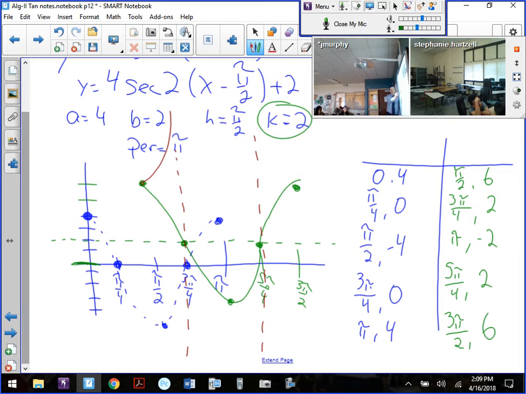So if this is a maximum of a cosine, it is a minimum of a secant. If this is a minimum of cosine, it is now a maximum of a secant. If this is a maximum of a cosine, it is now a minimum of a secant. And that's all you're doing. You are quite literally flipping them. You plot like you would normally and blow it up. Seriously, that's all you're doing. You blow it up. Okay?